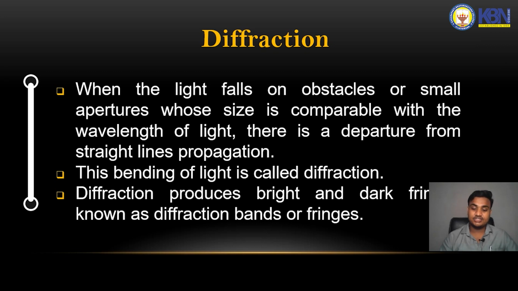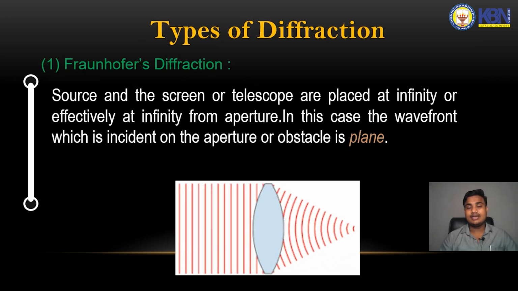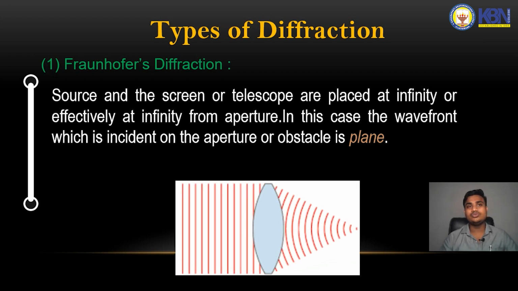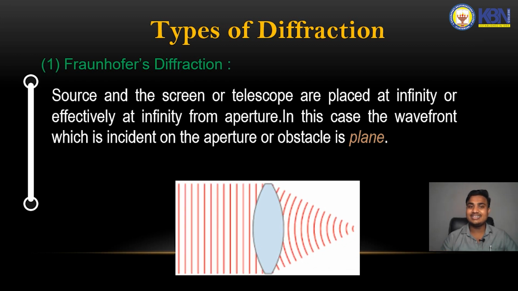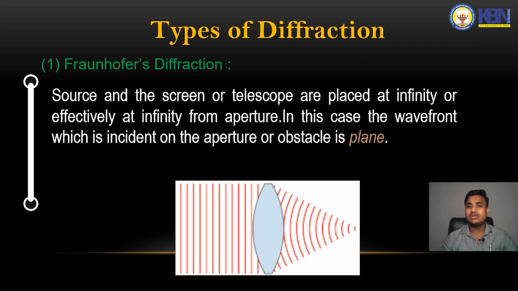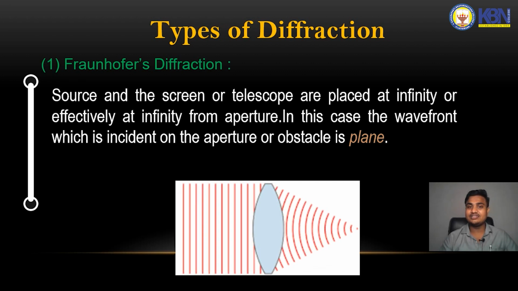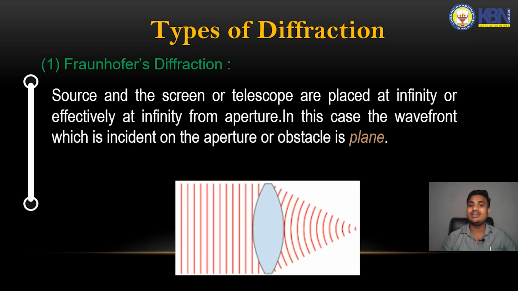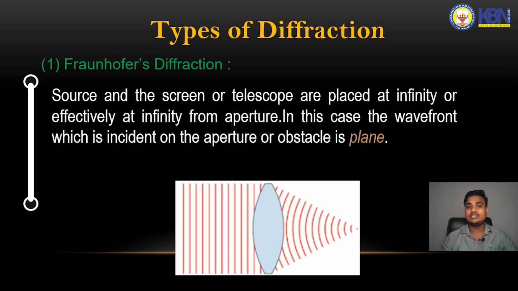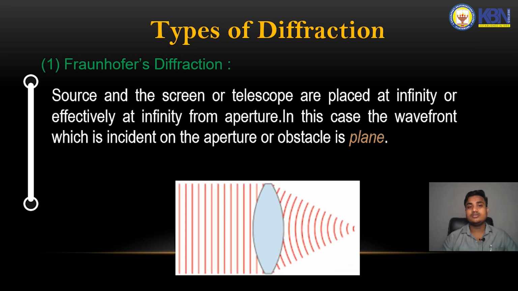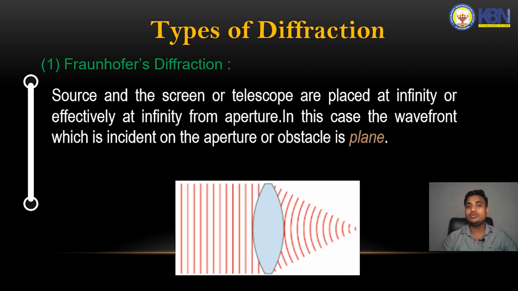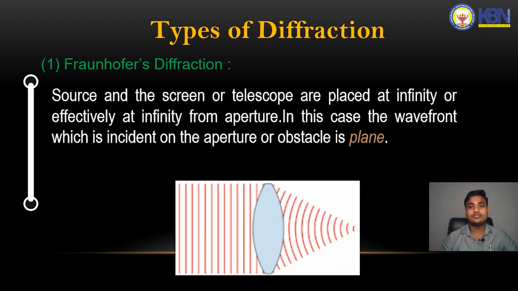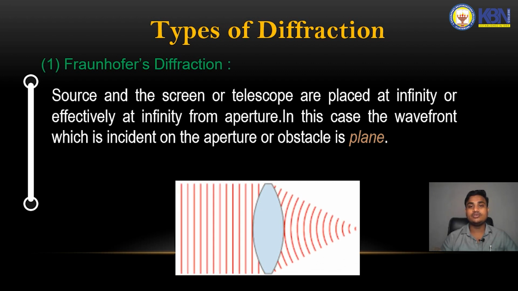Then coming to the types of diffraction, before going to the types, in order to study diffraction you need to keep an eye on 3 factors: the source, where the light is going to come out, the aperture, and the third one is the screen or telescope. These are the 3 factors you need to keep an eye on.